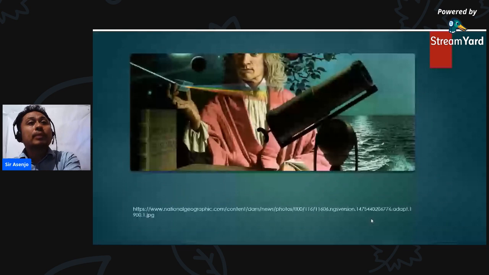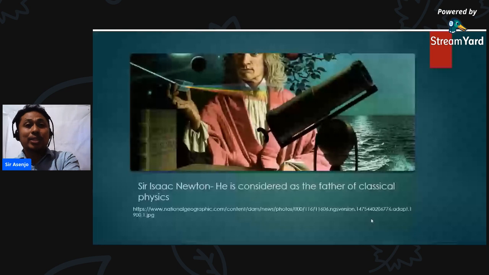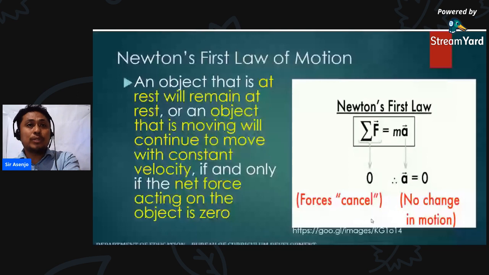Okay. Now, are you familiar with this man? Of course you are familiar. Of course, he is Sir Isaac Newton. He is considered the father of classical physics. Remember, Isaac Newton formulated the three laws of motion. So let's talk about his first law, or Newton's first law of motion.